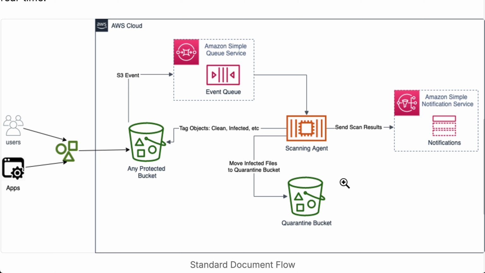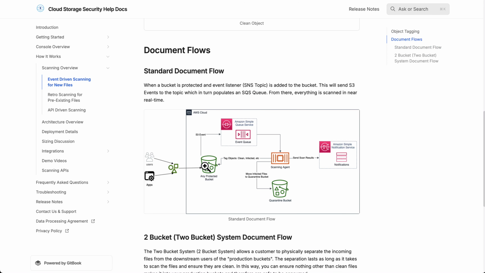Anytime an object is uploaded to the bucket, an event is raised and sent to that SNS topic. The SNS topic sends a message to that SQS queue. And that message contains details around the path of the file, the type, the size of the file, and so forth.